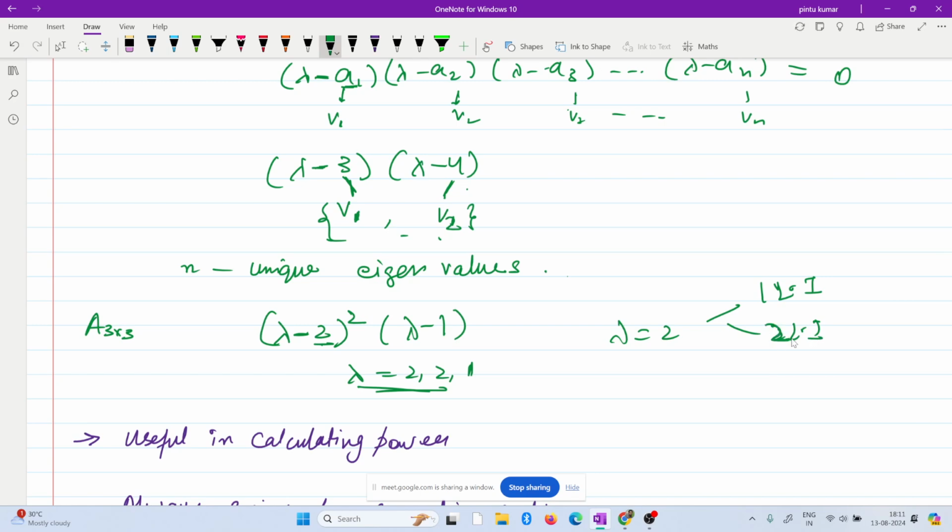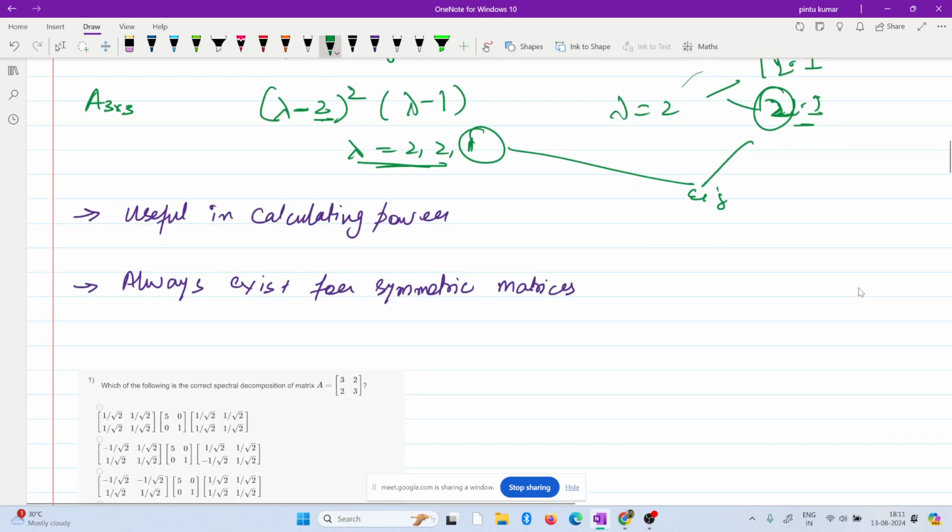If you have two linearly independent eigenvectors, two eigenvectors will come from here, one will come from one, and you will be able to find the eigendecomposition. For this case, you won't be able to do any eigendecomposition of your matrix. Okay.